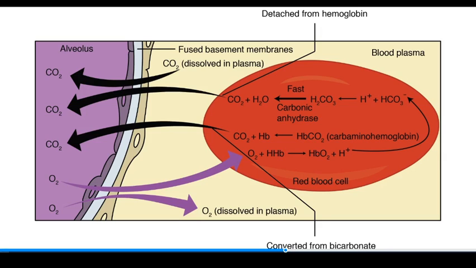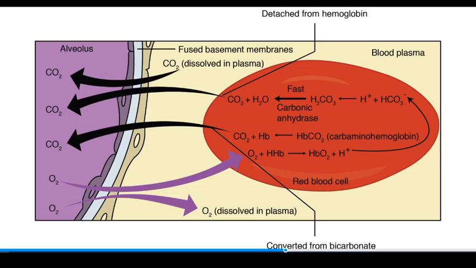Oxygen moves out of the air and into the blood down its partial pressure gradient of basically 104 versus 40 millimeters of mercury, and carbon dioxide moves out, again down its pressure gradient, which is 45 millimeters of mercury in the blood down to maybe 35 millimeters of mercury in the air.